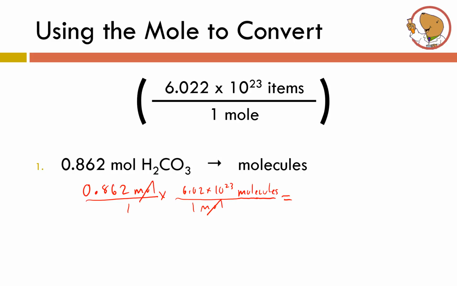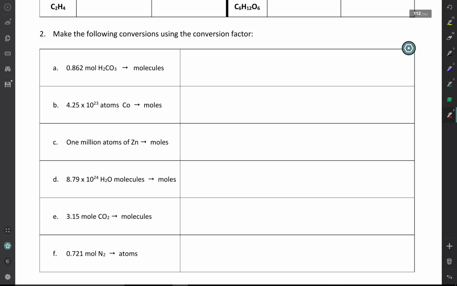I can plug numbers into my calculator. Be careful entering your values in scientific notation. And you should come up with 5.19 times 10 to the 23rd molecules to the correct number of significant figures. I've got 3 sig figs in both of those values, so I should have 3 sig figs in the answer.